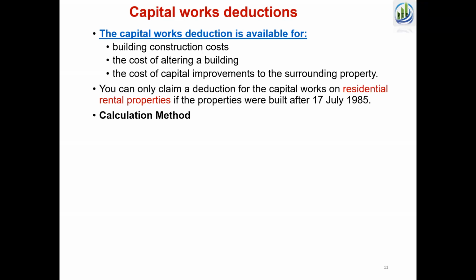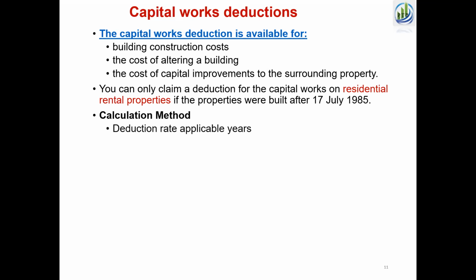But if you do some improvement after that, say in 1990 you did some improvement for 200,000, you put in a new driveway, kitchen and pergola, that 200,000 you spent is deductible. Only the construction cost before that date is not deductible. If you do some improvement after that, that can be deductible under the capital works deductions.